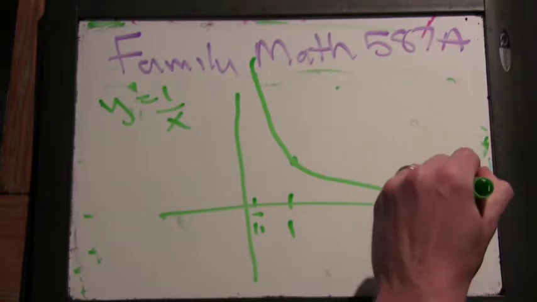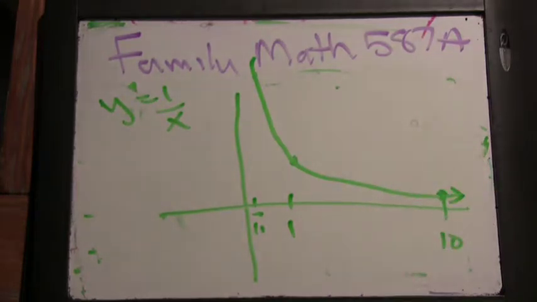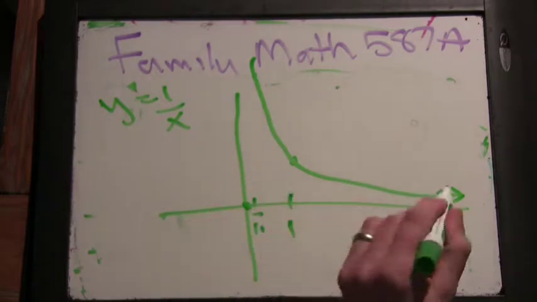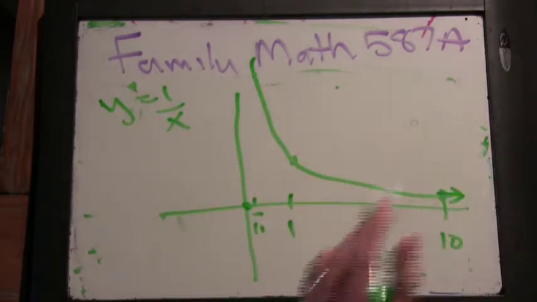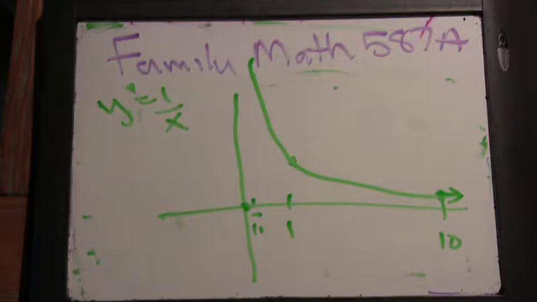Does it ever get to 0? No, it's undefined at 0. It's undefined at x equals 0. But does y ever get to 0 as x gets large? No, because when x is infinity, y would be 0. It just gets really small.